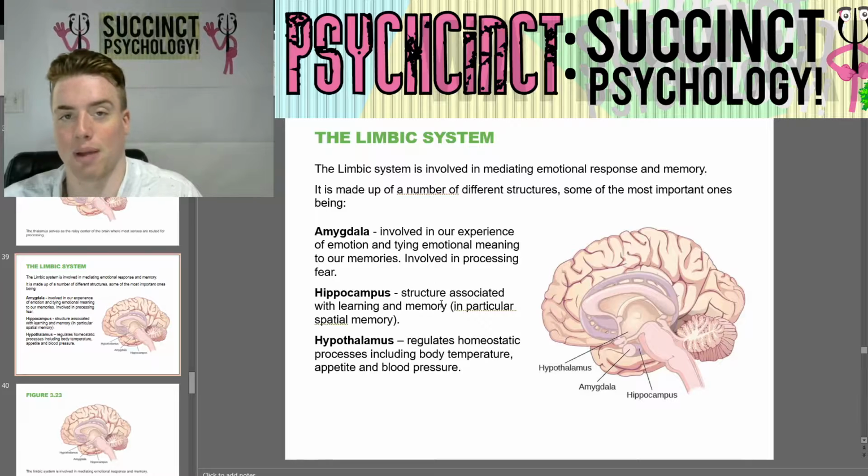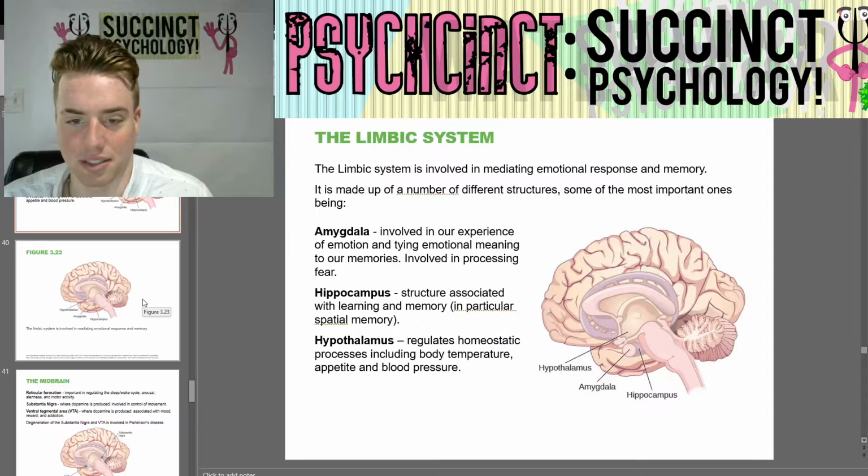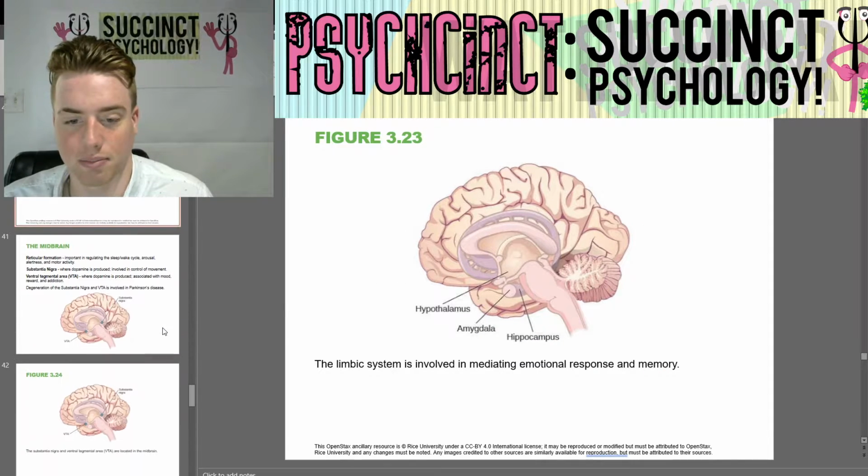Hippocampus, which is learning and memory, and you can think of it as if you ever saw hippos on campus, you would remember that. And then hypothalamus, which one of my professors told me is like hypo the llamas or something, because it processes body temperature and your appetite and blood pressure, so you're hypoing the llamas, whatever that means. So those are the limbic system. And again, we have another nice picture of the limbic system.